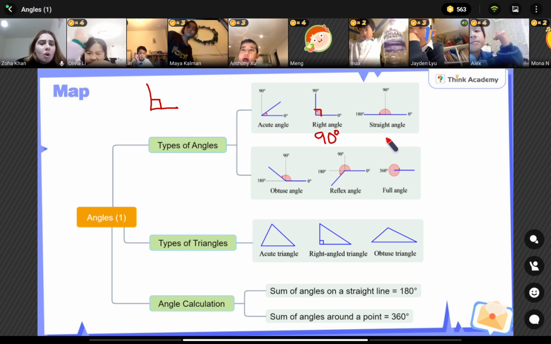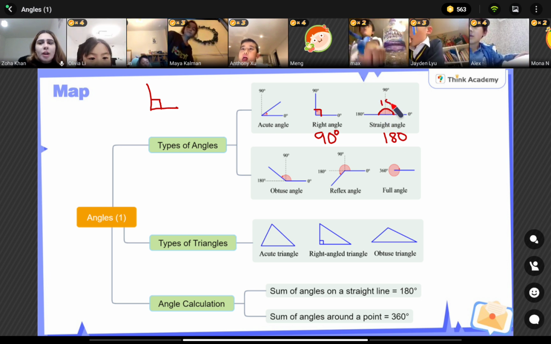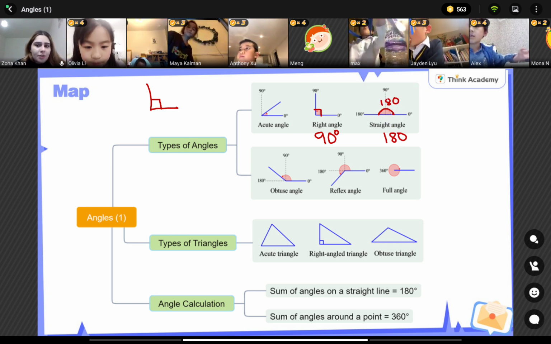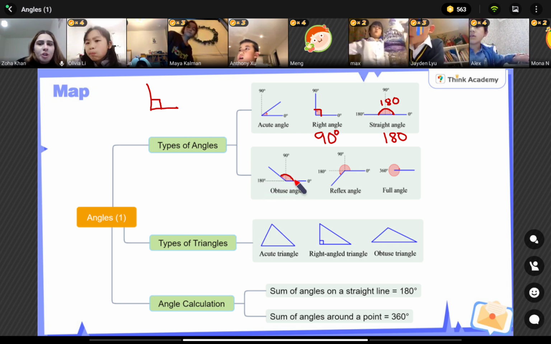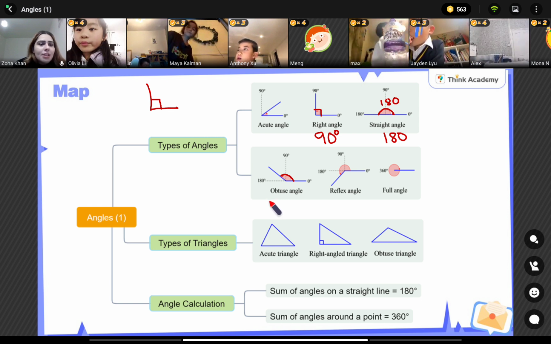Okay, then angle on a straight line, Alex, is what? 180 degrees. Good. Angles on a straight line always add up to 180 degrees. So that's 180 degrees. What is an obtuse angle, Maya? An obtuse angle. Oh, I can't. Okay. Olivia, what's an obtuse angle, please?